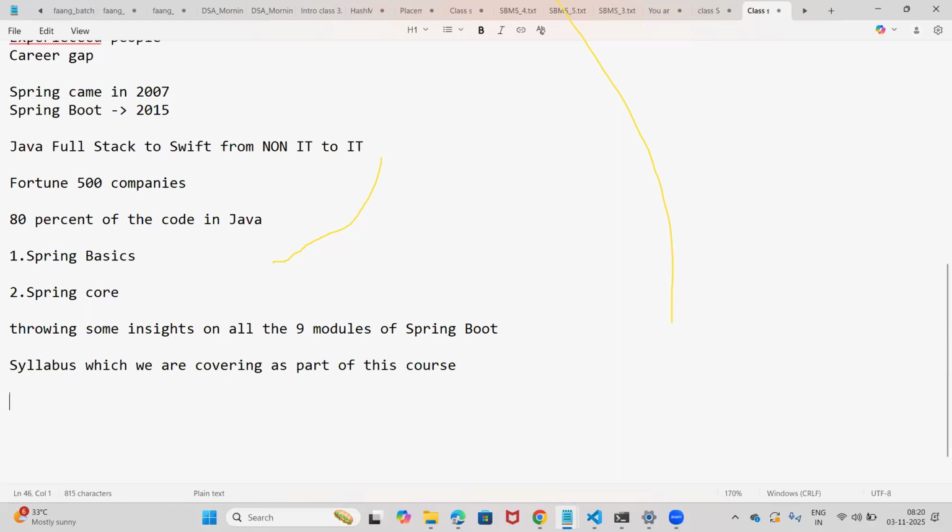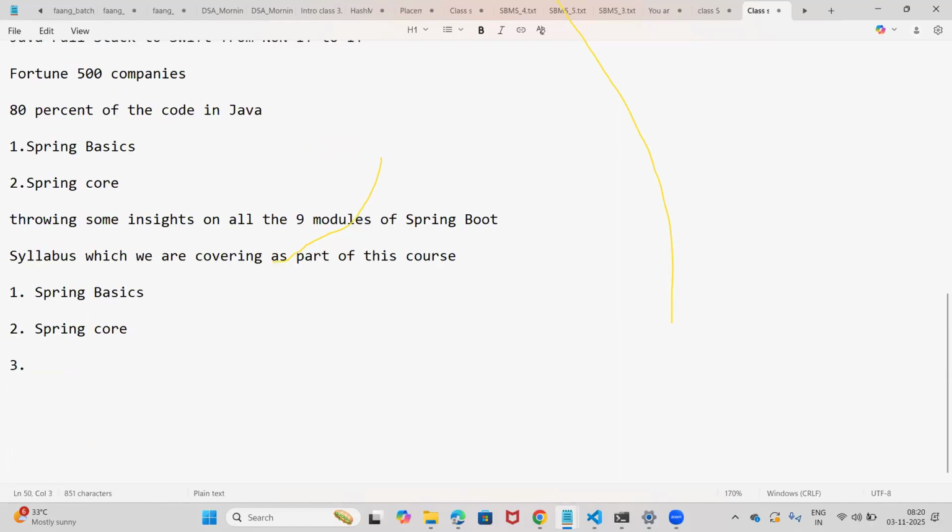As I said, the first module is Spring Basics. The second module is Spring Core. And the third module is introduction of Spring Boot, building of RESTful APIs. This is the third module, so here we'll build RESTful APIs, and we'll see configuration setup of Spring Boot in all the possible ways.